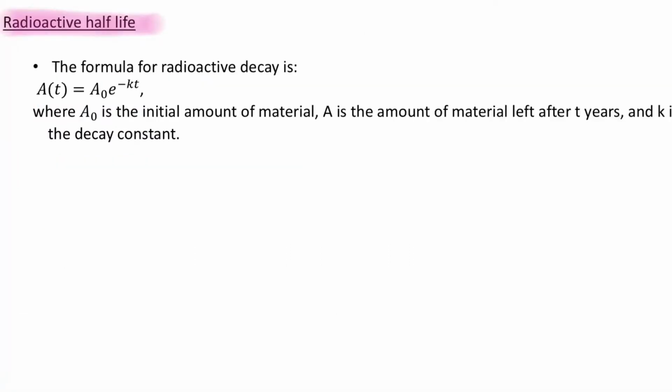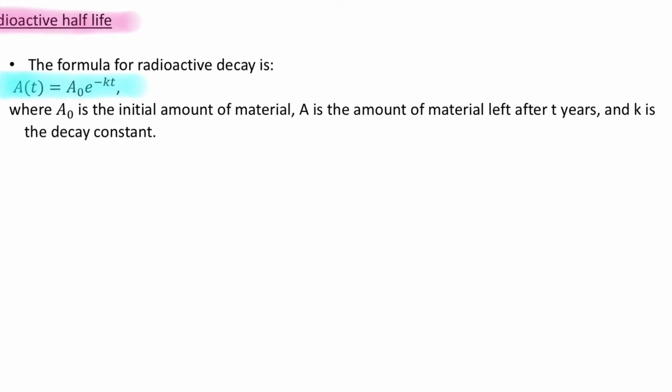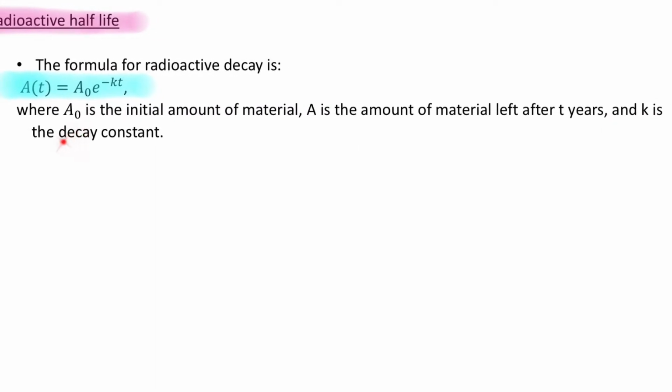And then radioactive half-life, the formula for radioactive decay is this one here, where A0 is the initial amount of material, usually given in a weight unit like grams or pounds, kilograms. And the A here is the amount of material left after t given years, and k is your decay constant, which is a rate given as a percent.